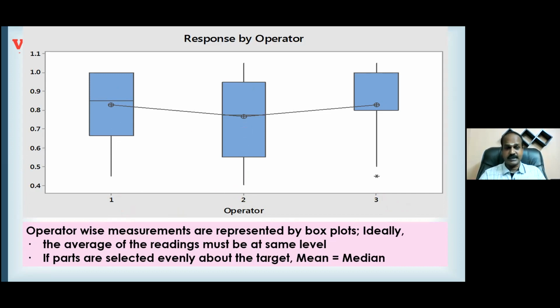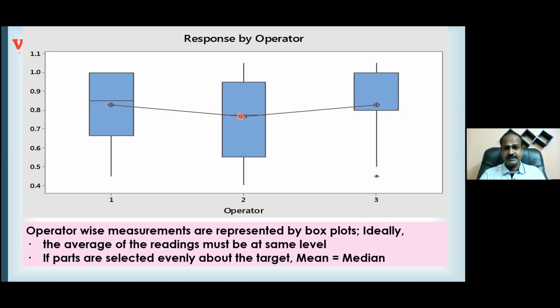Now, what do you understand? For each operator, the median, your quartile 2, is appearing as a horizontal line. Here also a horizontal line. Here also, where is the horizontal line? Yes, I think it overlaps here. And then the center is nothing but the average.